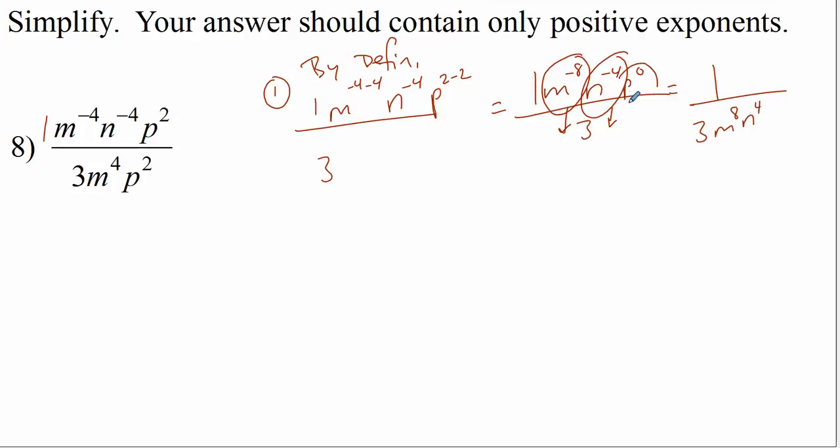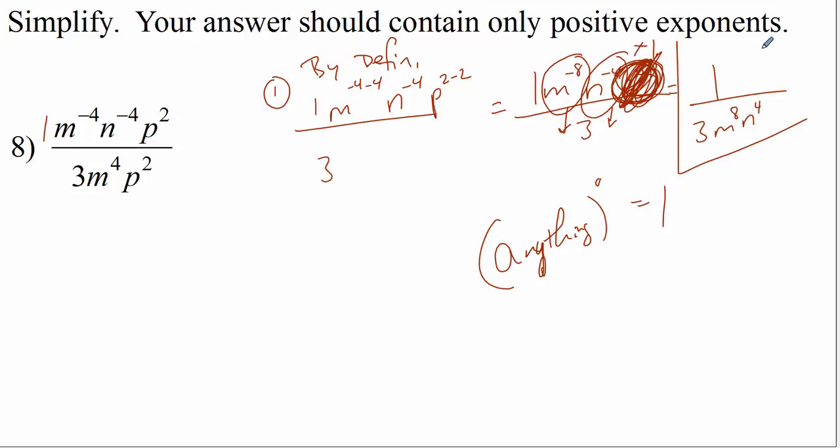Now, I don't know if we've mentioned this trimester or this year, but anything raised to the 0 power equals 1. Okay, anything raised to the 0 equals 1. So this is 1. That just goes away. I don't even need to write it anymore, because 1 times 1 is just 1, so it stays there. So this is your answer there for 8. That was pretty simple. That wasn't that bad.